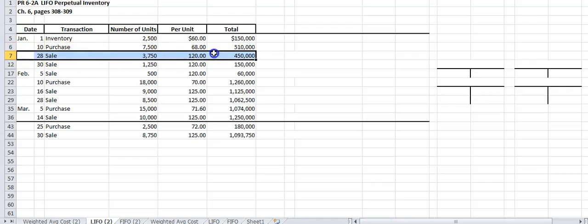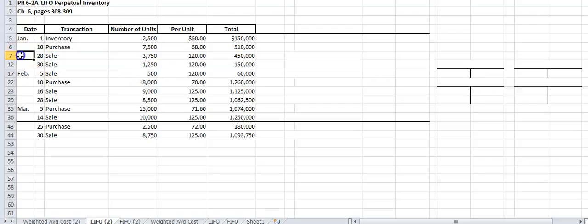Again, I'm going to use the same method that I used with FIFO to come up with my answer. And like I said, you use whatever method and format you feel more comfortable with, the one that confuses you less. I like this way because it confuses me less and it leads to fewer errors.